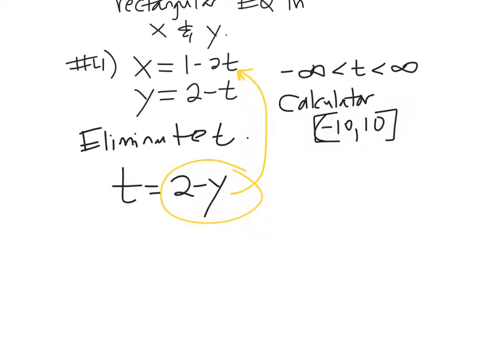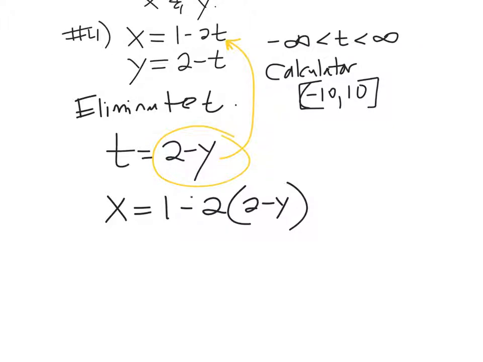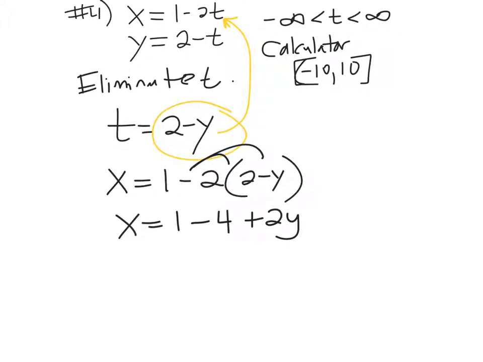So that I get x equals 1 minus 2 times (2 minus y). And now I'm going to clean this up and solve for y. Because most of the time, if it's a function, of course, let's solve for y equals yada, yada, yada. So go ahead and distribute. x equals 1 minus 4 plus 2y. So then x equals negative 3 plus 2y. And we're going to solve for y.